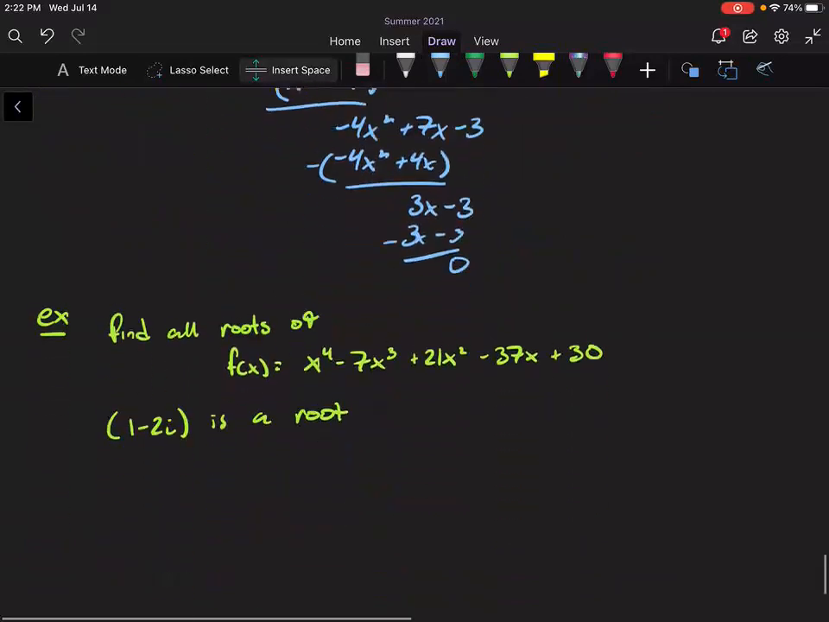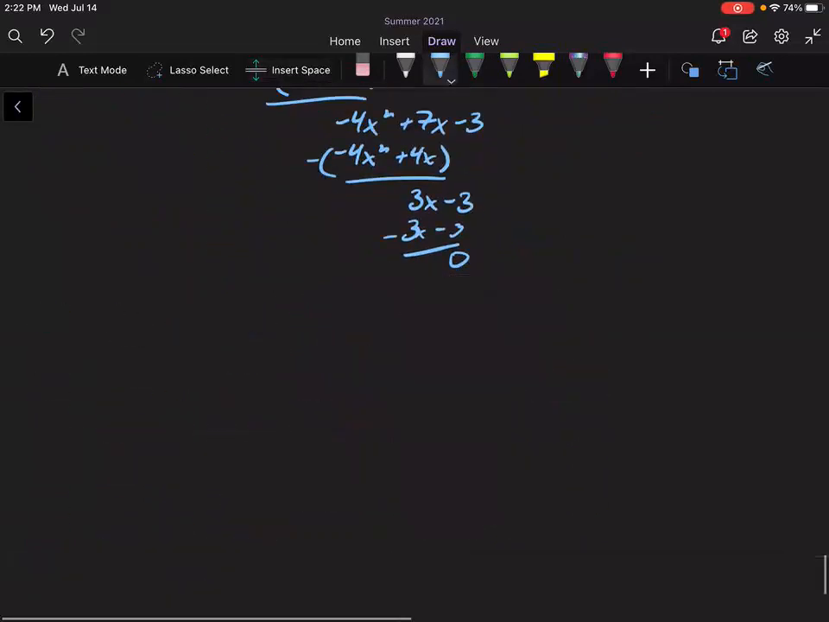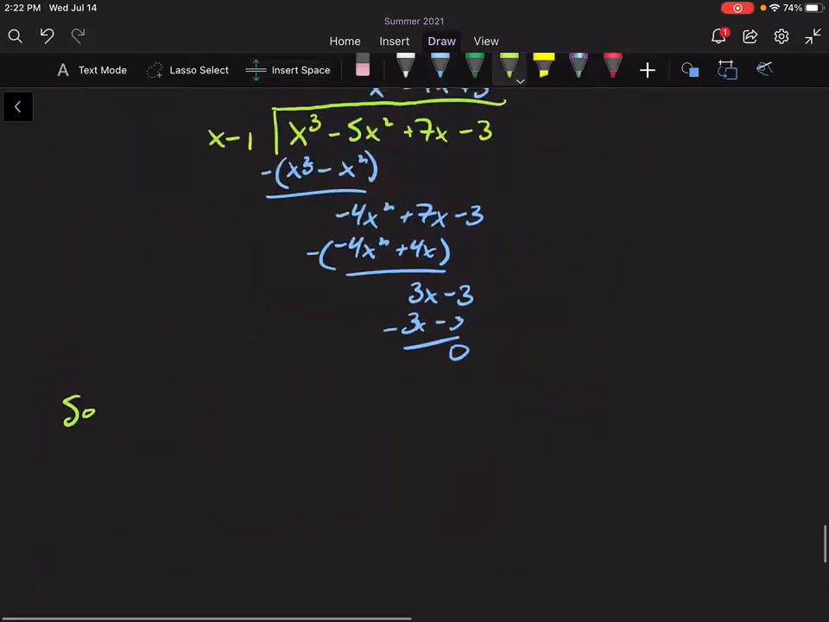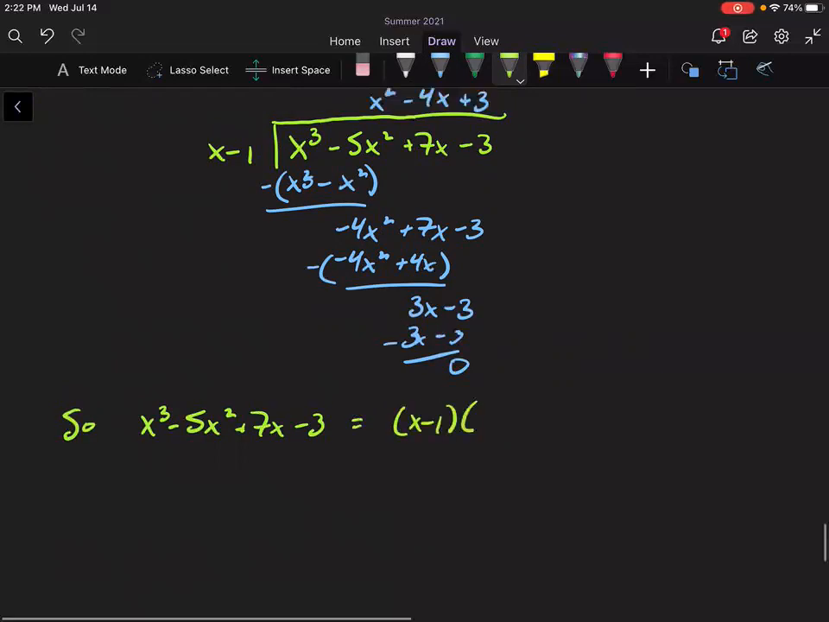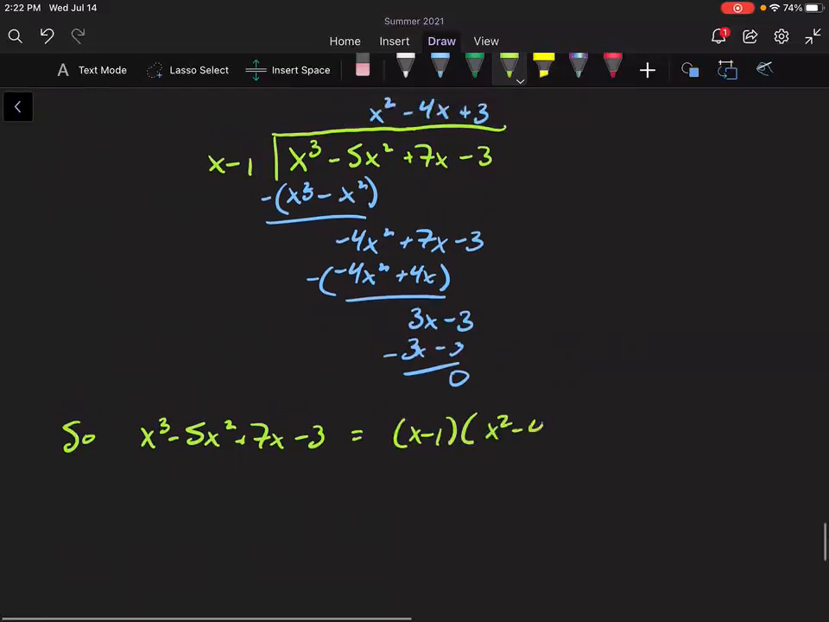All right, looks like we need to put a little space in here. So what we have is that x cubed minus 5x squared plus 7x minus 3 is the same as x minus 1 times x squared minus 4x plus 3. And now we have one root at 1, and we can factor this quadratic to get the other two roots.